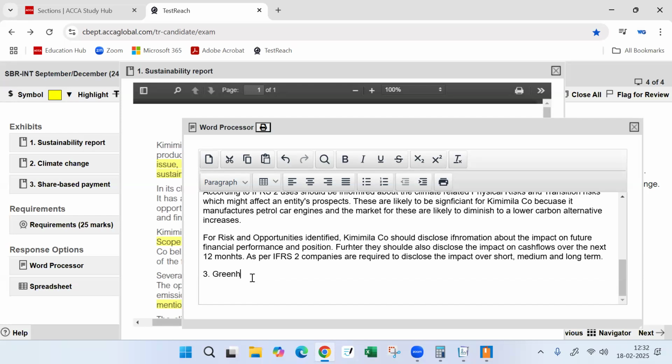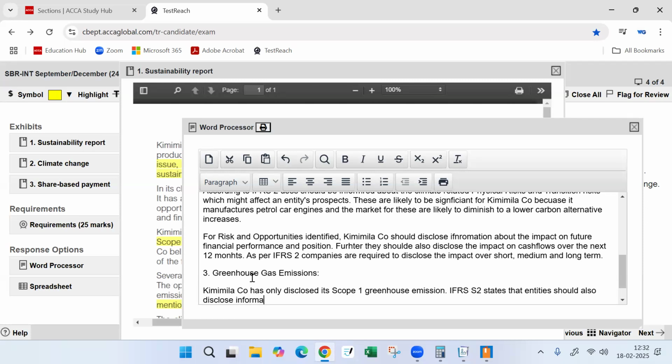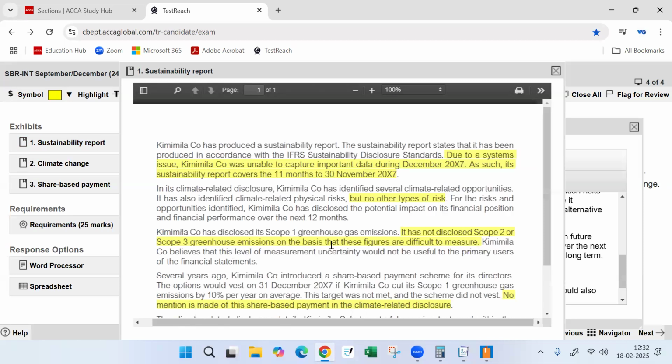The third one is greenhouse gas emissions. Kimi Mila company has only disclosed its scope 1 greenhouse emission. IFRS S2 states that entities should also disclose information about scope 2 and scope 3, because they are mentioning that they have not disclosed about scope 3, isn't it? Scope 2 and scope 3.